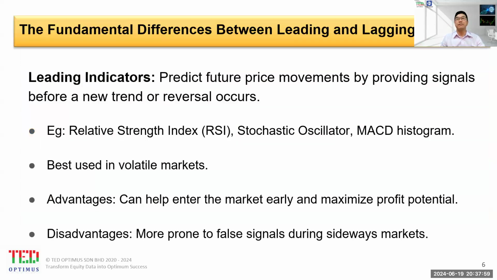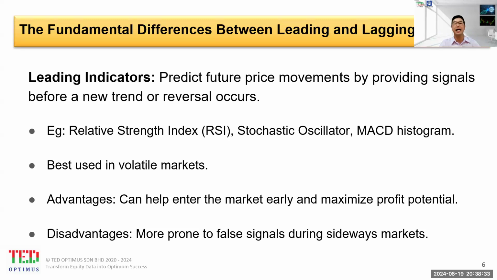So first of all, we talk about what the fundamental differences are. A lot of people know indicators, but they may not know that certain indicators are categorized under leading, and some are under lagging. Basically, leading indicators predict future price movements by providing signals before a new trend or reversal occurs. So this is like predicting the movement. Prediction is the key here.